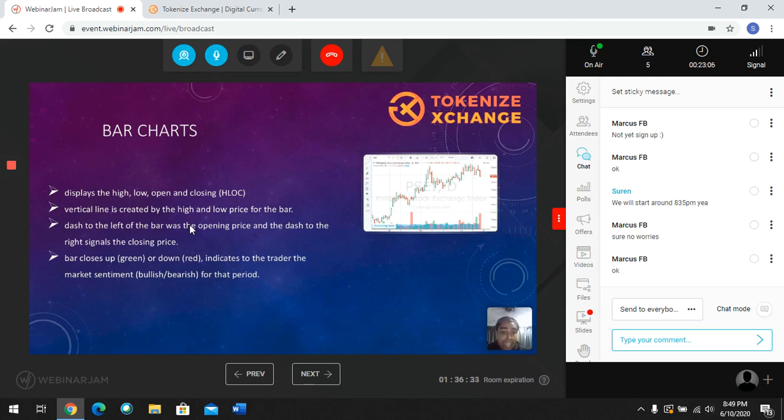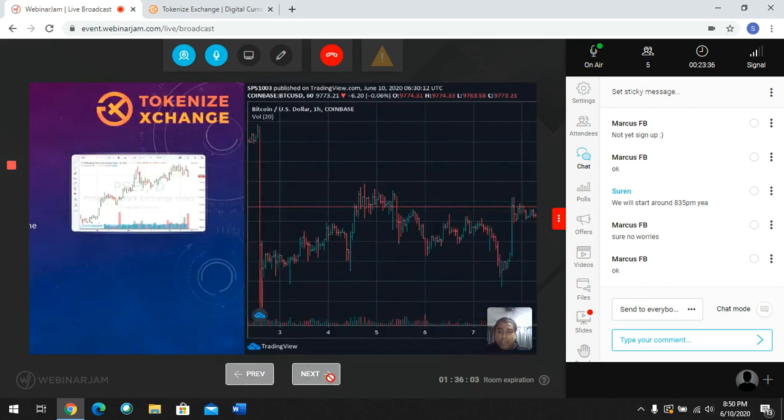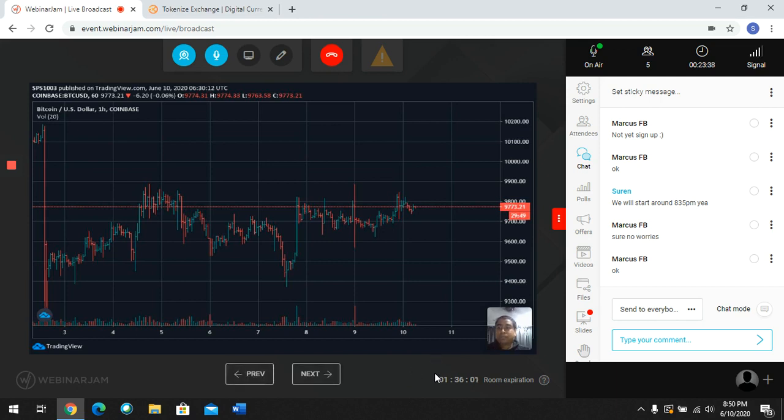Okay guys, I have a sample chart available for you on my next slide, so we will see this together. You will have a better understanding of what the left of the bar means and what the right of the bar means. So not to worry about that. The most important thing is to understand that when the bar closes up, the color is green, and when the bar closes down, the color is red. It gives an indication to a trader that the market sentiment is either bullish or bearish for that particular period. Let's move into the sample.